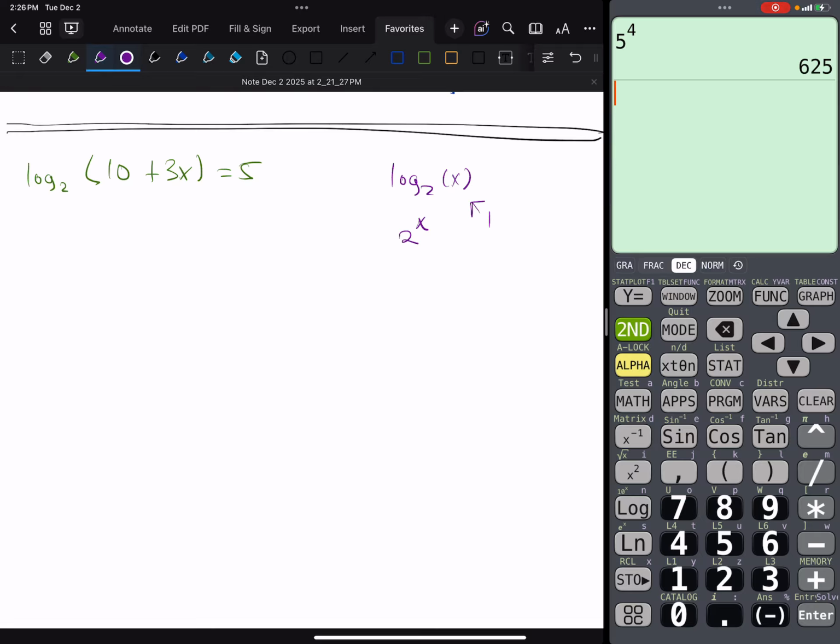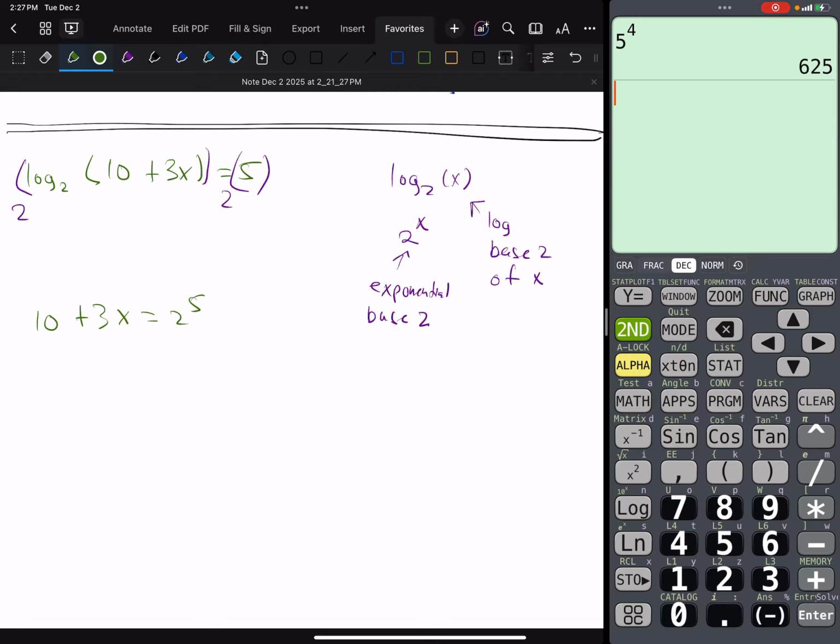This is log base 2 of x. This is exponential base 2. And so to get an exponential that's an inverse of a log, they have to have the same base. And so for this, I'm going to run both sides of that equation through 2 to the x. And so these are going to undo each other just as I want them to. And I'm going to end up with 10 plus 3x equals 2 to the 5th.